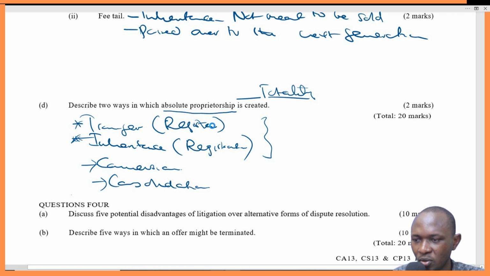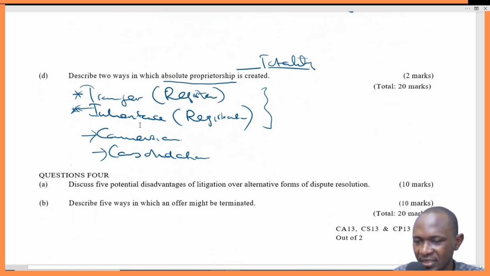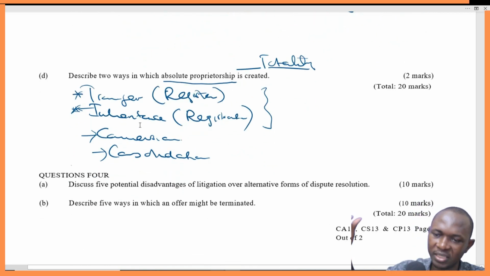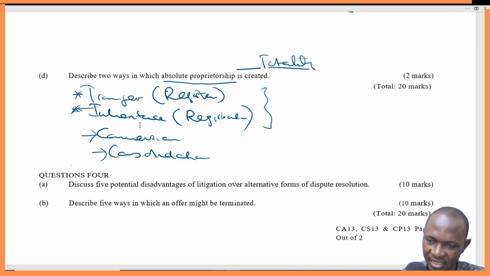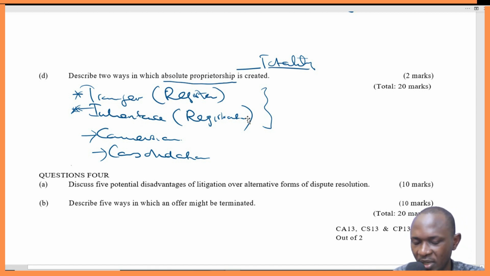Two ways in which absolute proprietorship is created: inheritance, where property flows from generation to generation in the same bloodline. There must be some kind of relationship. Once it passes over to the next generation, of course, the registration has to take place, and it will lead to absolute ownership. Transfer: you buy from somebody, and then, of course, you register it in your name. That will also lead to absolute proprietorship.